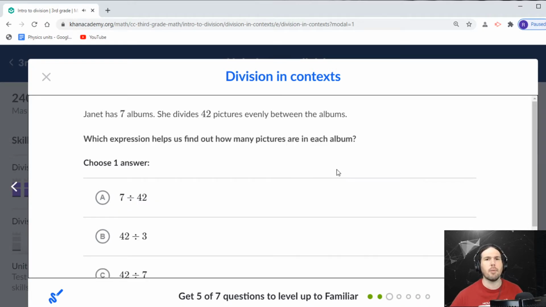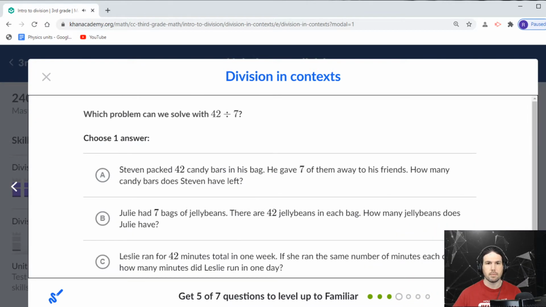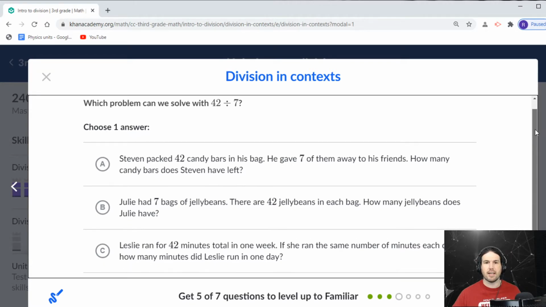Janet has 7 albums. She divides 42 pictures evenly between each album. And again, this is nice, gentle language. They actually use the word divide. She took 42 and she divided it into 7 albums. That's 42 divided by 7. Which problem can we solve with 42 divided by 7?